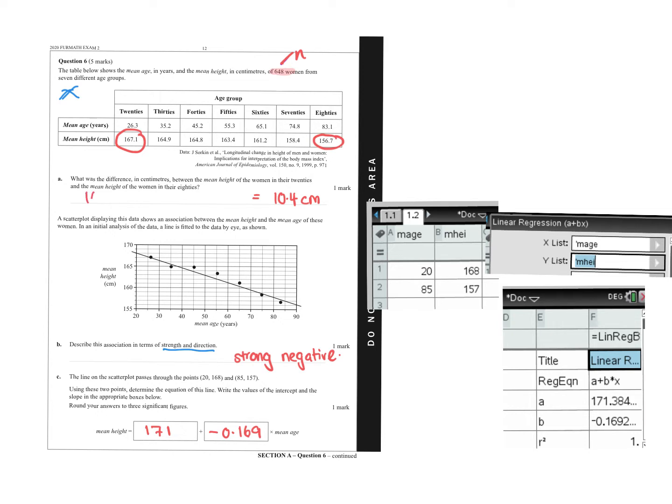So you just simply go 167.1 minus 156.1 equals 10.4.